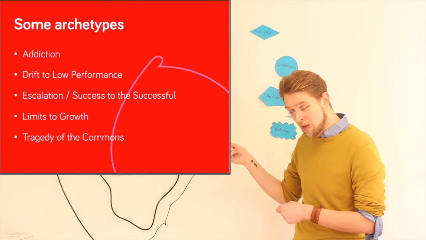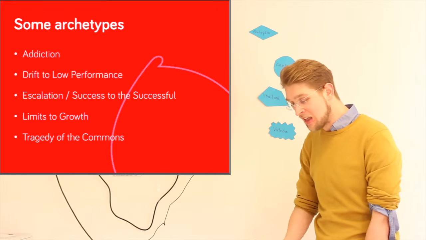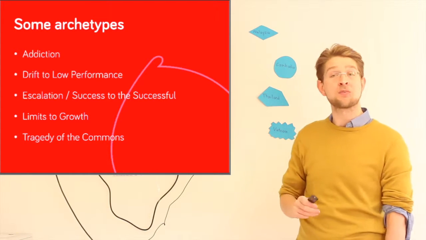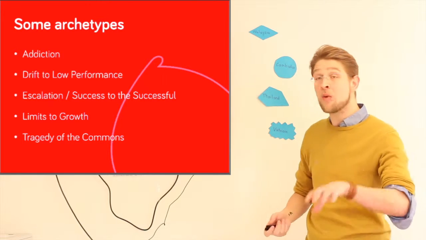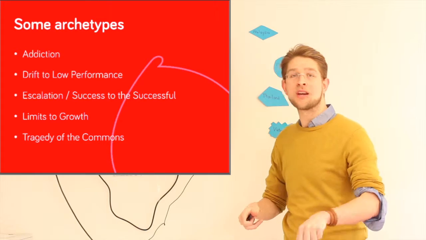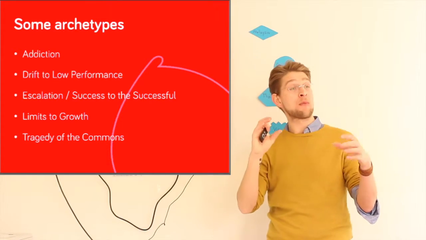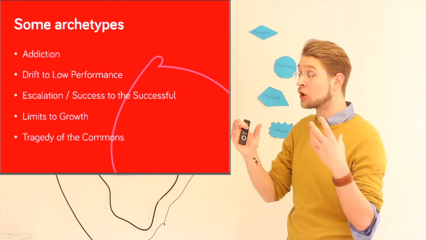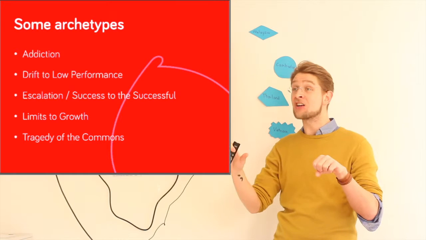Drift to low performance. This is a really common phenomenon, which is people tend to remember bad news better than good news. So there's an interaction between how we want things to be and how they are, but there's also an interaction between how we think things are and how they actually are. And because we tend to remember bad news more than good news, we tend to have a picture that things are worse than they actually are, right?